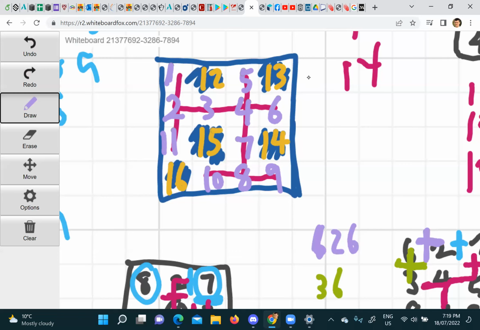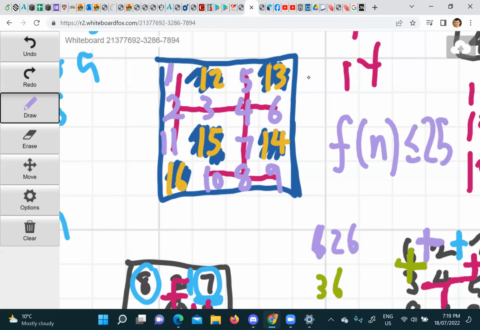Okay? And my claim is this gives me what's n minus what's 3 squared plus 4 squared. This should give me less than 25. Yeah?